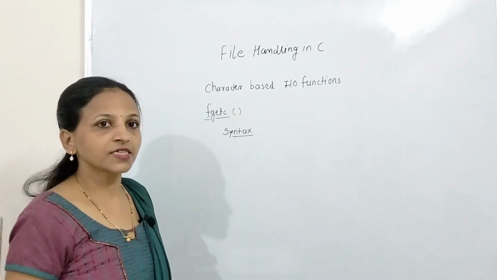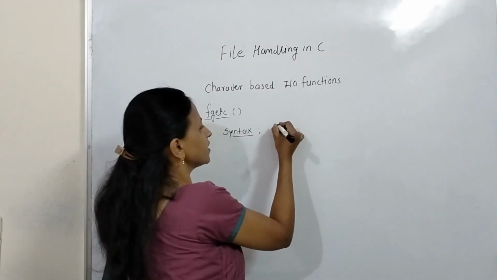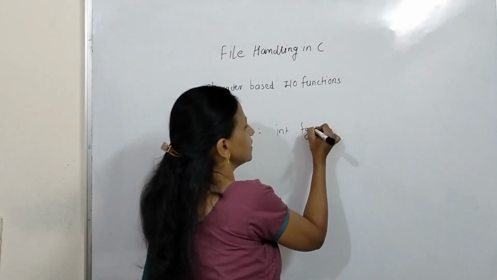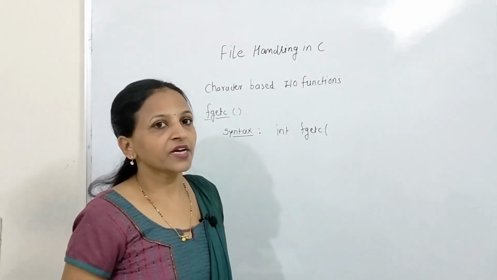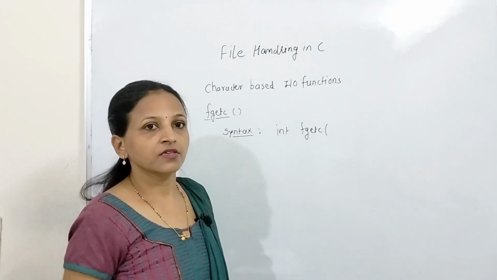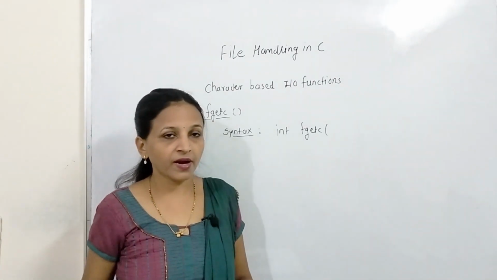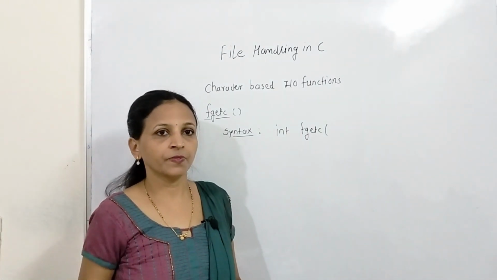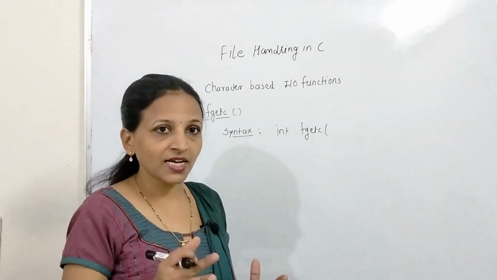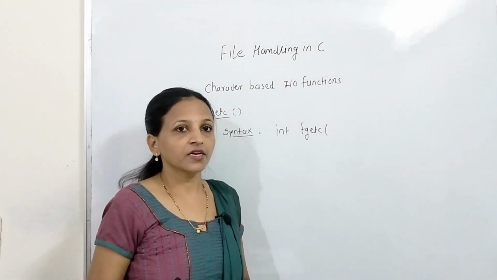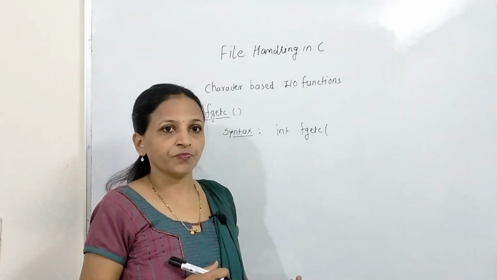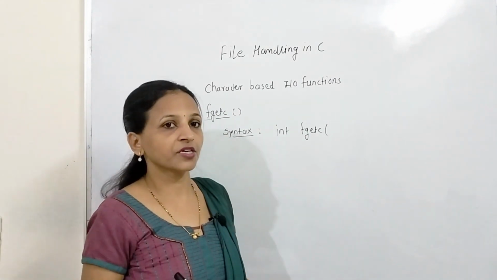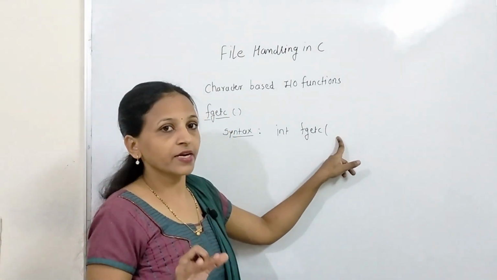Now what is the syntax here? See, here this function is returning one integer value. Name is fgetc, and here as an argument we have to pass that file pointer. See, we have already seen what is file pointer, how to use that fopen function, how to use fclose function, everything we have covered. Whenever we open a file using that fopen function, then it will return that file pointer, and that file pointer we have to store somewhere. Okay, and that file pointer we have to pass here to read character from file.